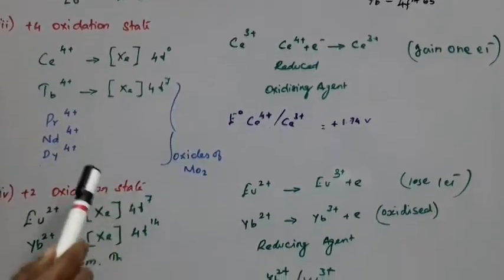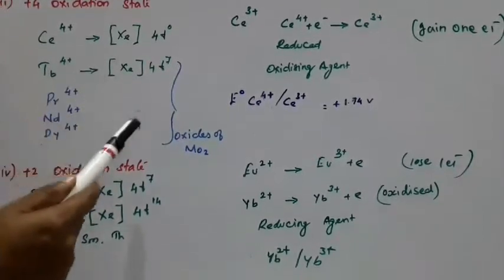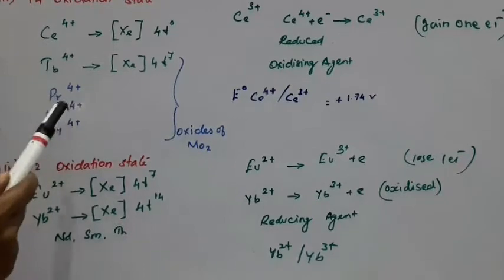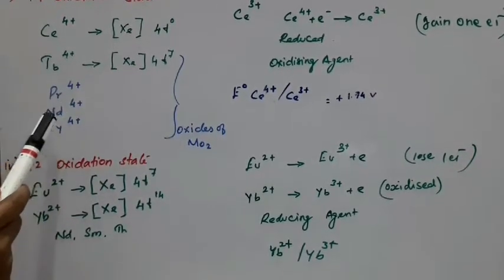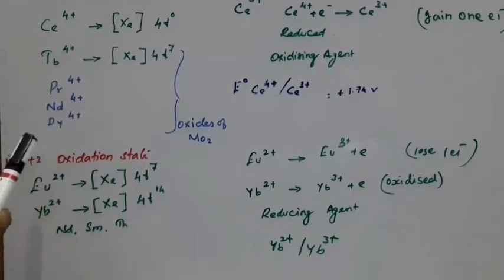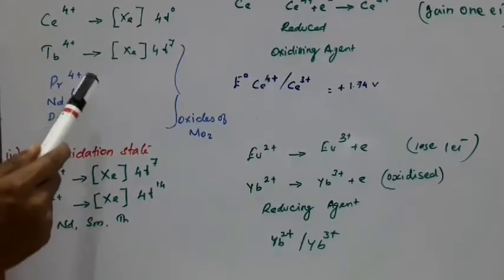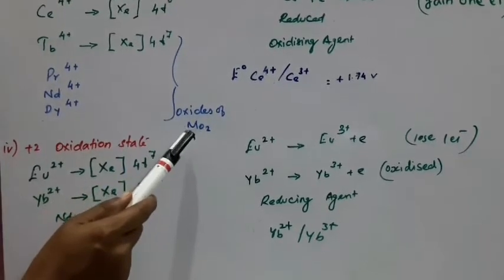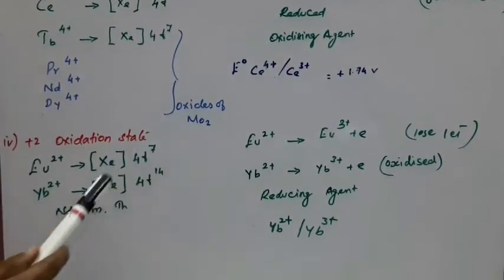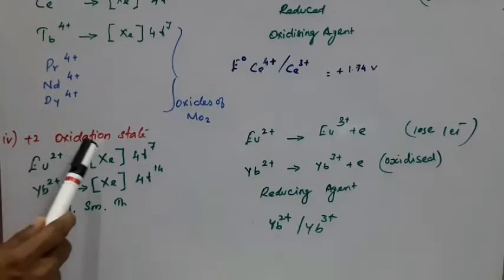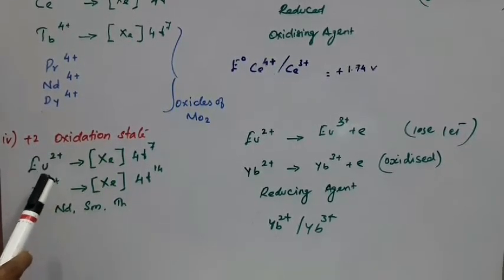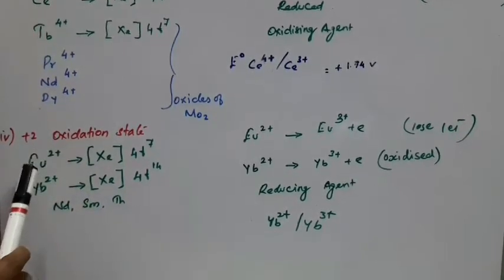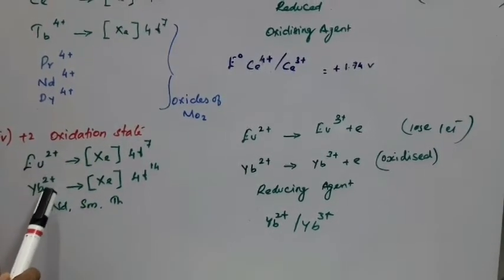Okay, right. In addition, in this series, the elements that exhibit a +4 oxidation state are praseodymium, neodymium and dysprosium. So these elements also exhibit the +4 oxidation state in the oxides of the concerned metals. Okay, and the next one is the +2 oxidation state. Which elements exhibit the +2 oxidation state? Europium 2+ and ytterbium 2+.